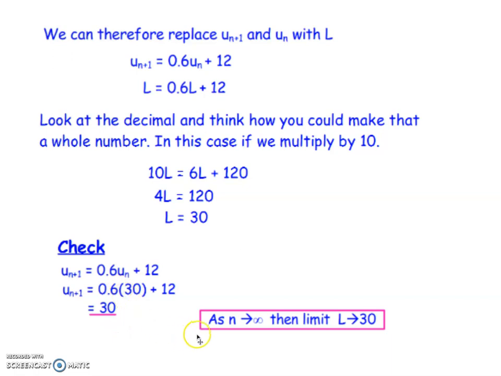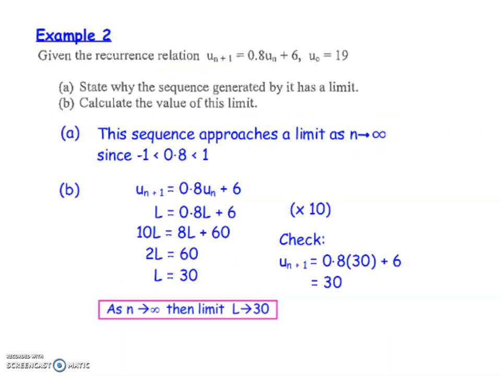So what we can say is as n approaches infinity, so as you keep doing this process, the limit will approach 30. So the more you do this process, the closer it gets to 30, before eventually when it reaches 30, it can't move any further than that. So in this case, our limit we've worked out is 30. I'll take you through a second example, and hopefully that should help you really get a handle on this. So, example 2, given the recurrence relation un plus 1 equals 0.8 un plus 6, with our initial value equal to 19.